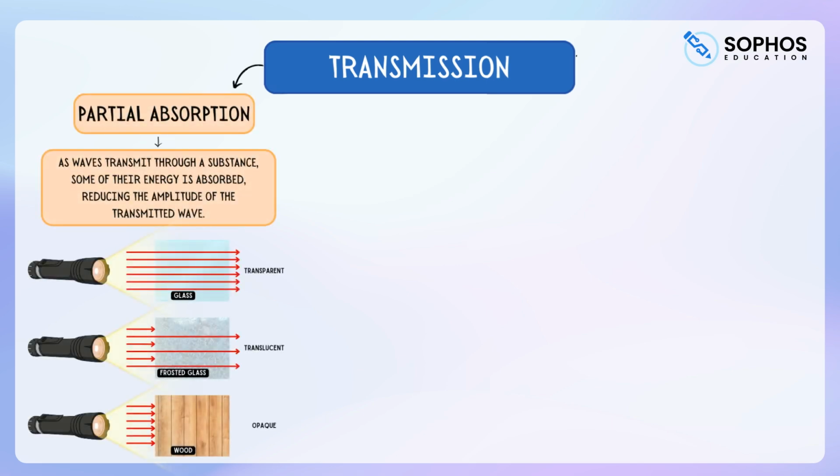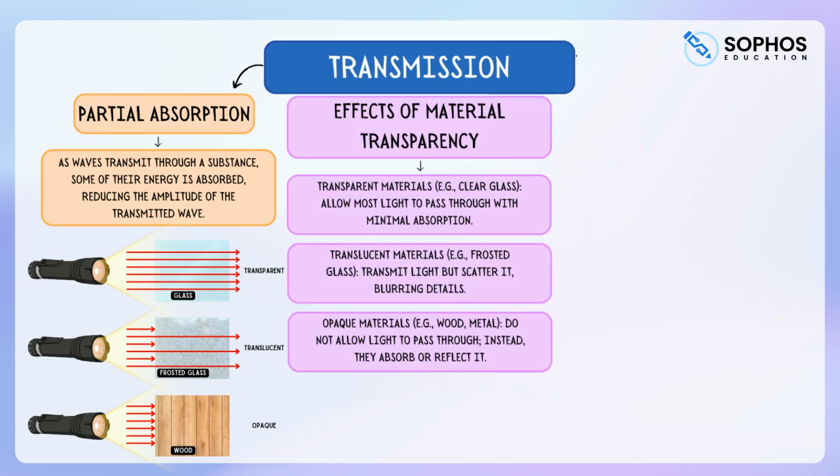In today's lesson, we delved into the concept of wave transmission. We began by defining transmission as the passage of a wave through a substance, emerging on the other side. We discussed that during transmission, waves often undergo partial absorption, leading to a reduction in the amplitude. We examined how the transparency of material affects the amount of light that is transmitted through it, with more transparent materials allowing more light to pass.